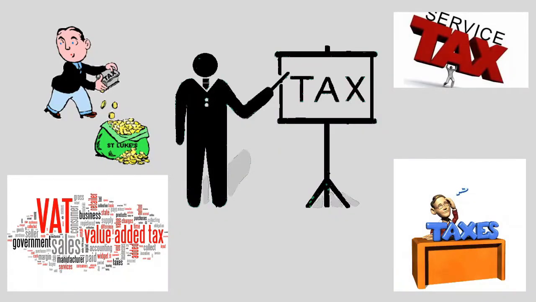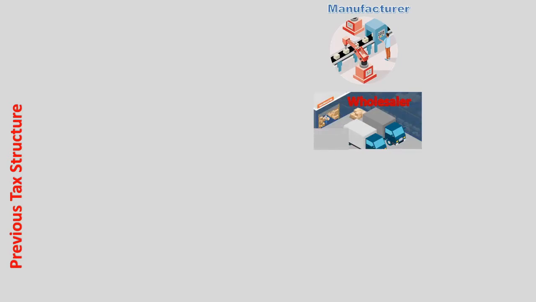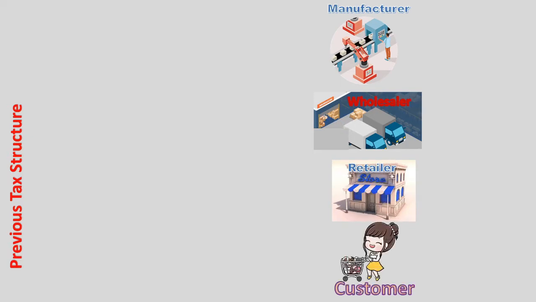Let's understand the previous tax structure. The product passes through various phases. Say the manufacturer manufactures the product, then it is delivered to the wholesaler, then the wholesaler delivers it to the retailer, and finally the customer purchases the product from the retailer. While passing through all these phases, the tax has to be paid. Let's assume that the tax is 10%. We will take one example.